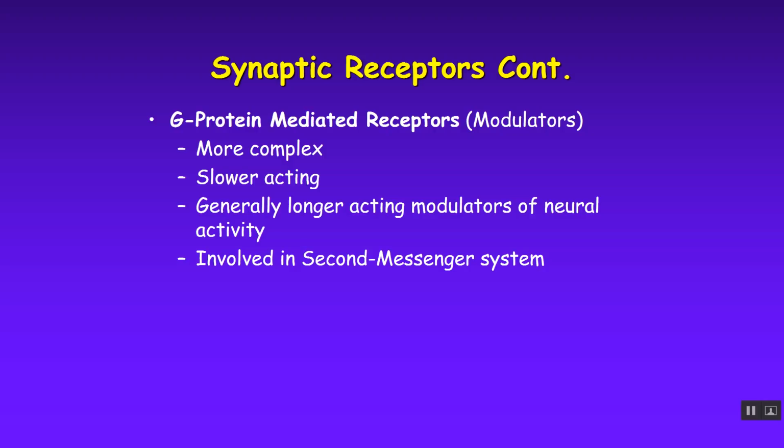The other major type of receptor is what's called a G protein mediated receptor, or modulator, okay? When you think about modulation, you're modulating things, and that's typically over a greater, longer period of time that you're modulating the system. It's more complex in how they work. We'll go over the different ways that G protein mediated receptors work.